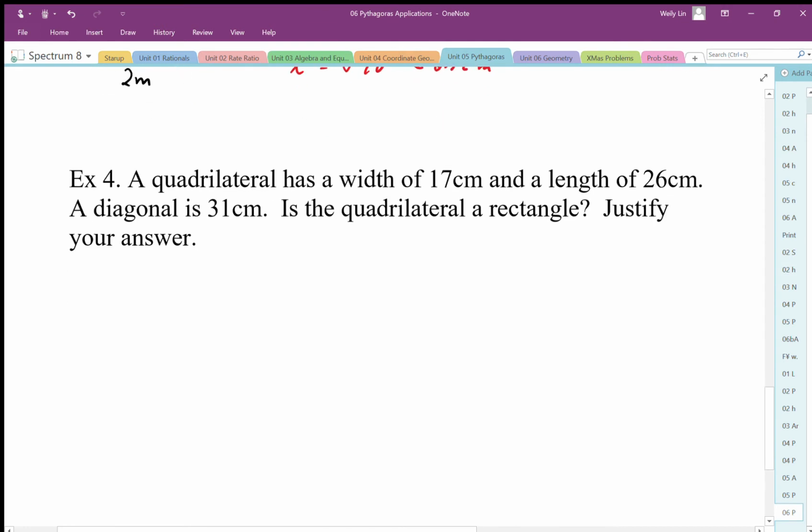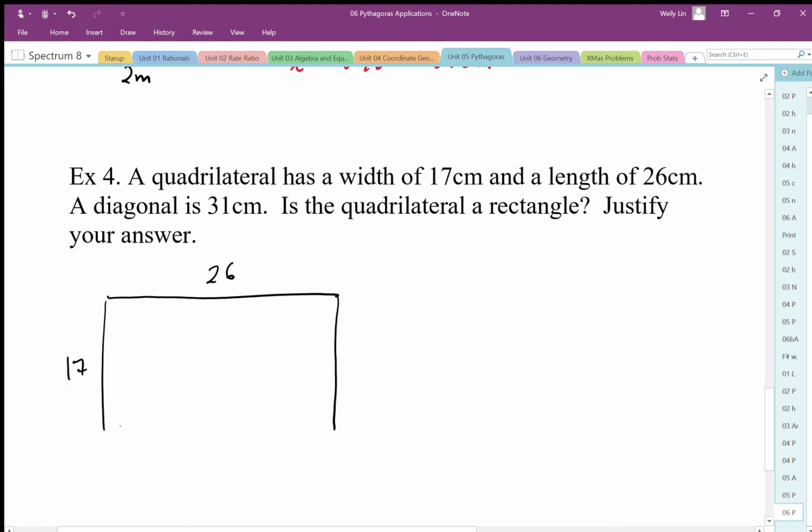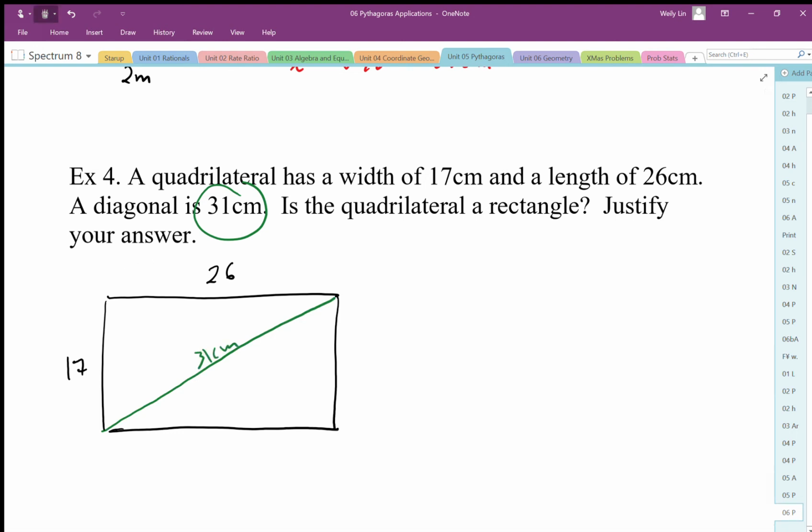So the last one here, we've got a quadrilateral. So it's a four-sided object, and we know it has a width of 17 and a length of 26. So this is our quadrilateral. And the diagonal for this quadrilateral is 31 centimeters. So what we want to establish is, is this in fact a right angle?